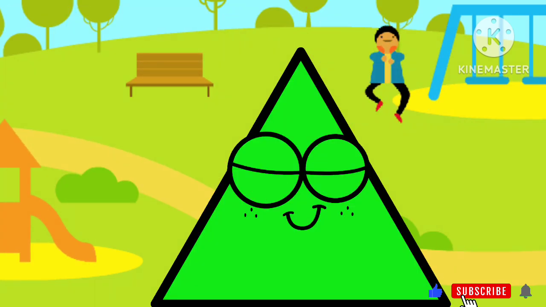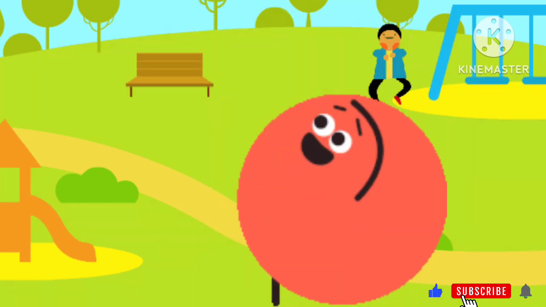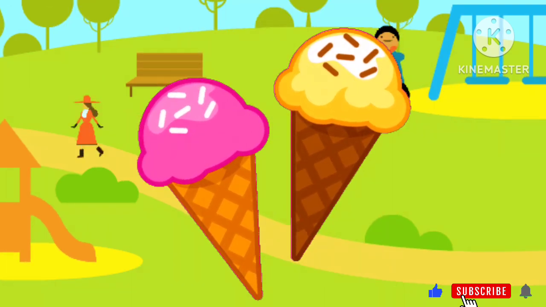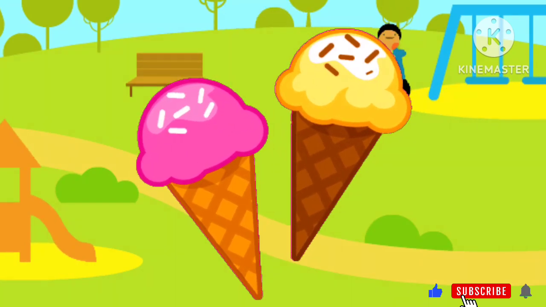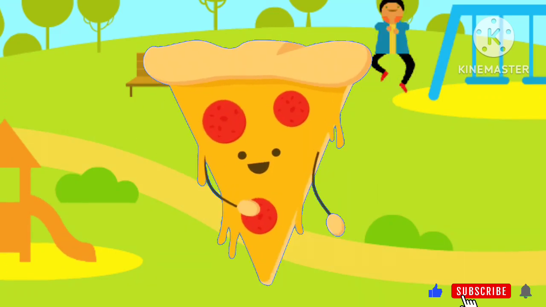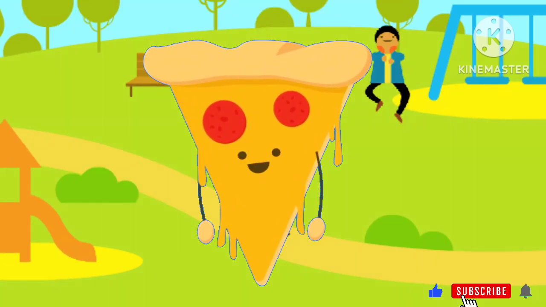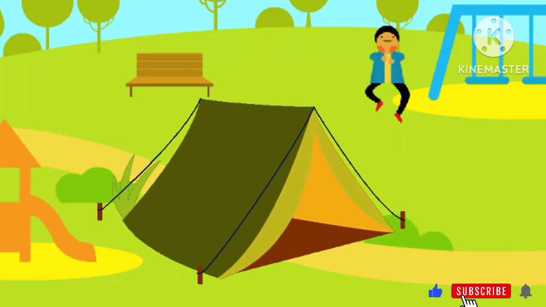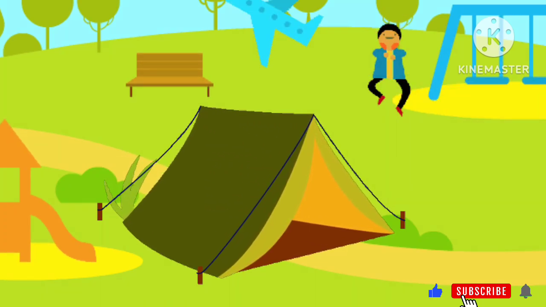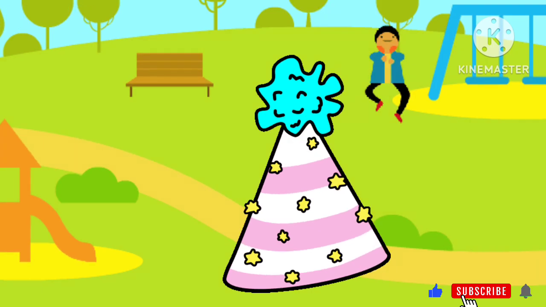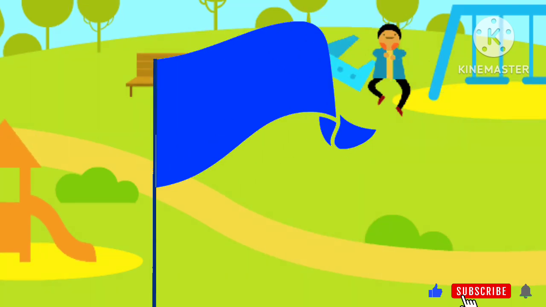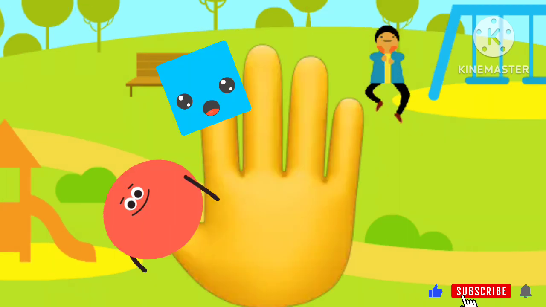We learn triangle shape. On triangle shape, pizza slice, triangle. Tent, triangle shape. Birthday cap, triangle shape. Flag, triangle. Yes, this is a triangle shape.